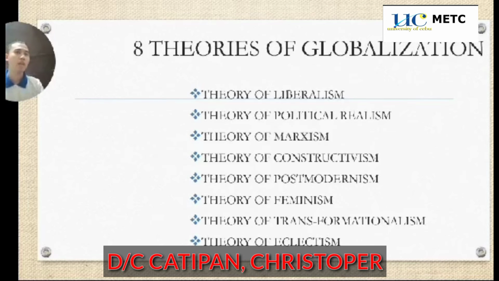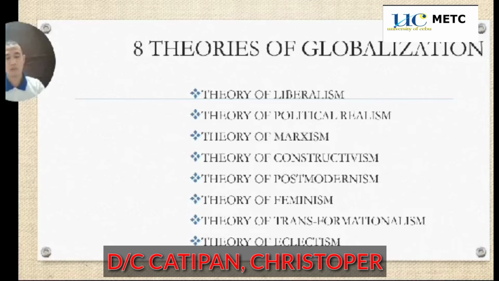So there are 8 theories of globalization. First is the theory of liberalism. A short background of the theory of liberalism is that it is a political and moral philosophy based on the rights of the individual. Next is the theory of political realism. When we say theory of political realism, it is a view of international politics that stresses its competitive and conflictual side.